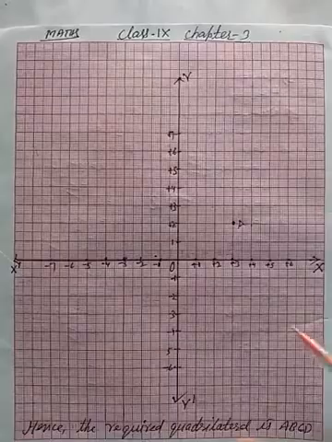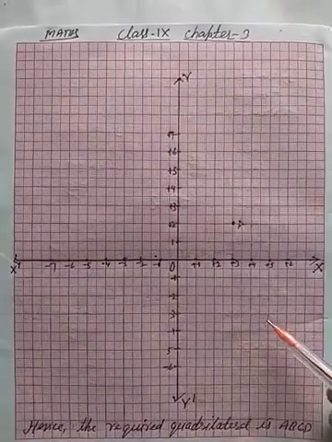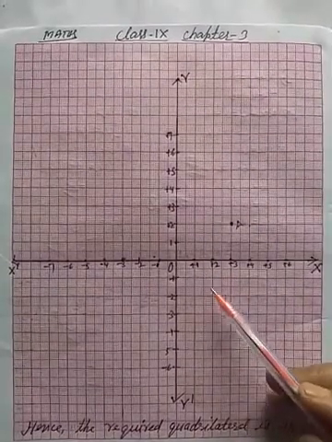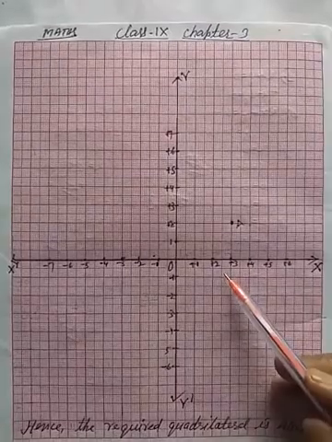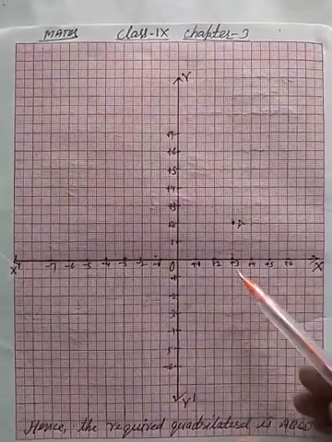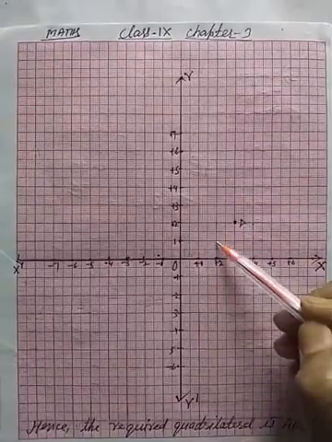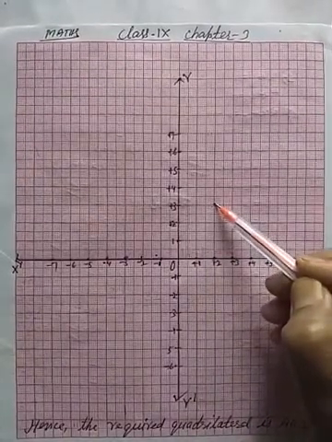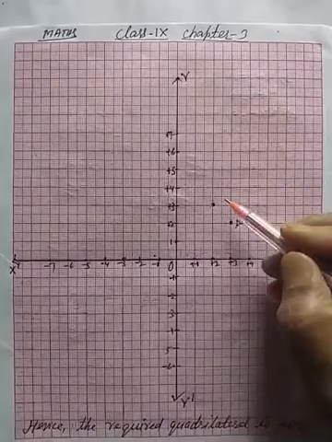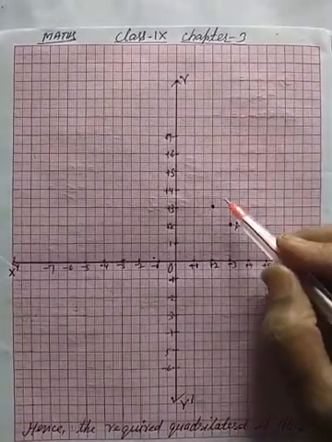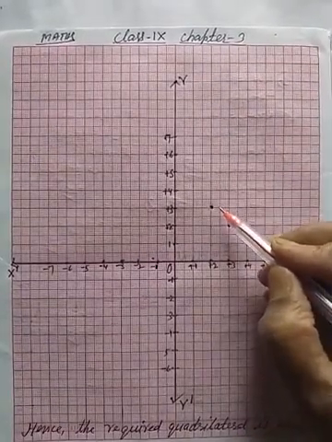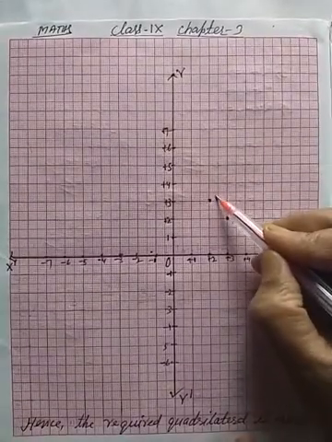Okay, now similarly point B. What are the coordinates of the point B? So the coordinates of the point B are given as 2 and 3. So 2 is here and 3 is here. So 1, 2, 3, so this is 2 and 3. So this also lies on the same plane, I mean in the first quadrant. Here write point B.